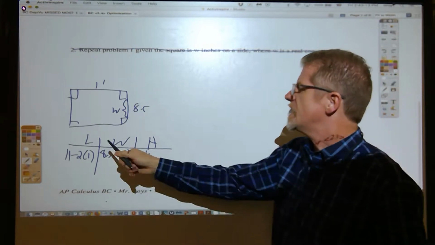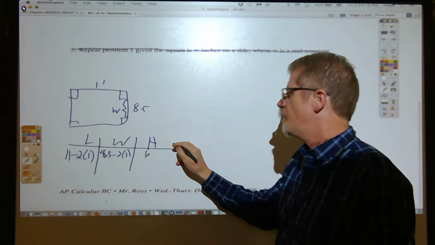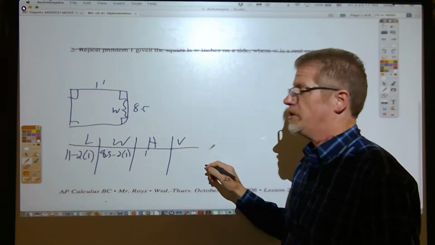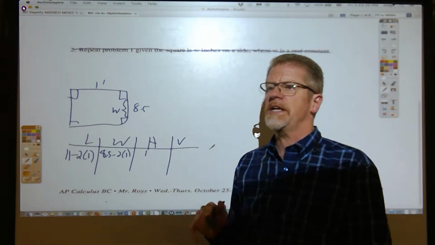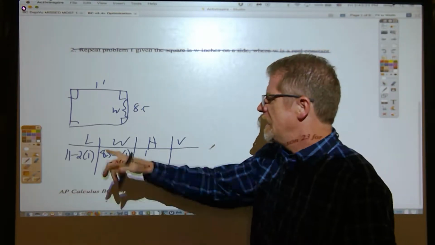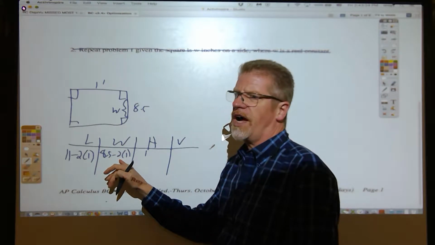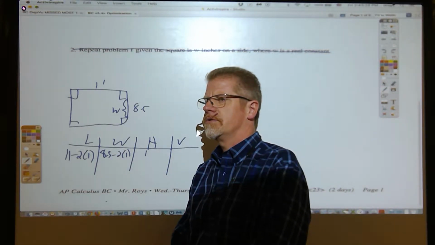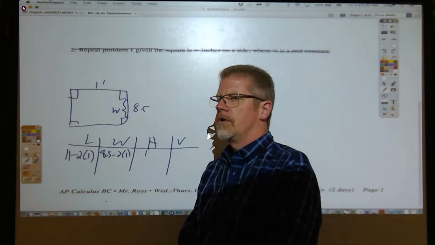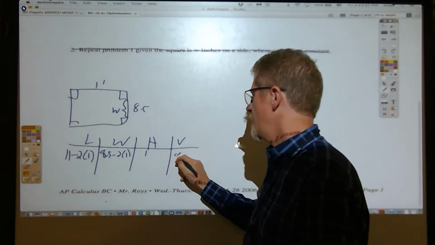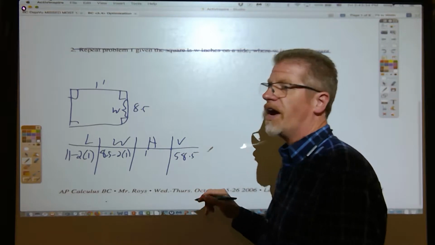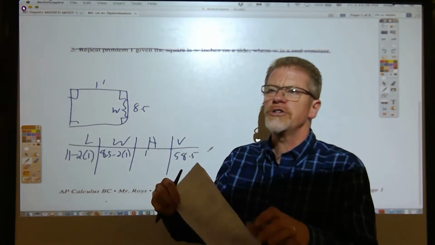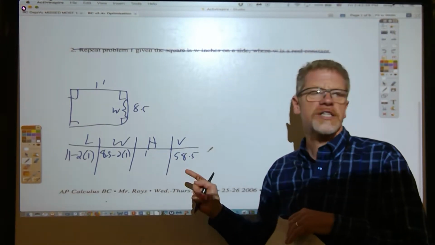On your calculator, if you take 9 times 6.5 times 1, you will get a volume of, what is it? Type it in. Type in 9 times 6.5 times 1. You can probably do it in your head. 9 times 6 is 54. It's got to be 58.5. 58.5 cubic inches. Hey, I wonder if I can do better. I wonder if I can optimize the volume.